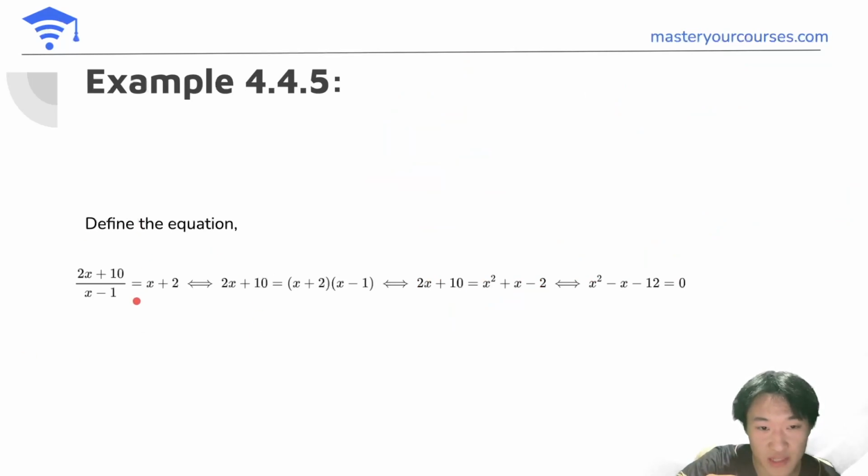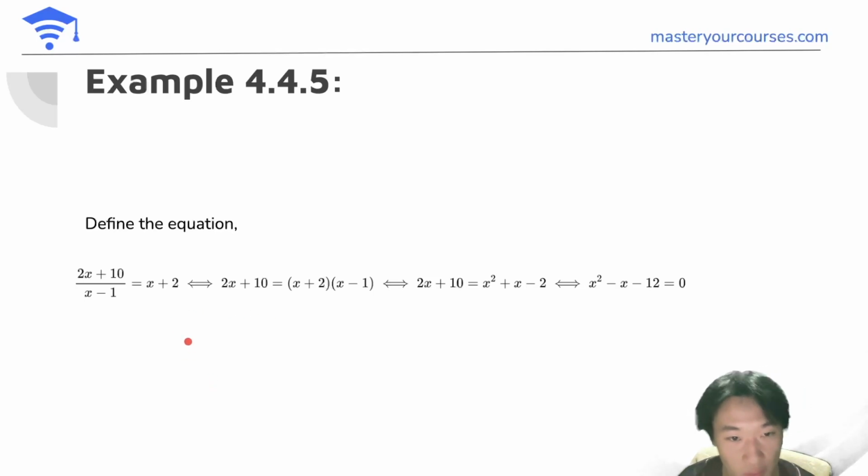So we have (2x plus 10) over (x minus 1) is equal to x plus 2. Well, we want to solve for this, but how do we do that? Well, we just first multiply x minus 1 on both sides, so we can isolate for x in a sense.